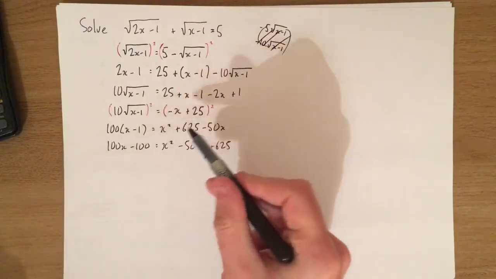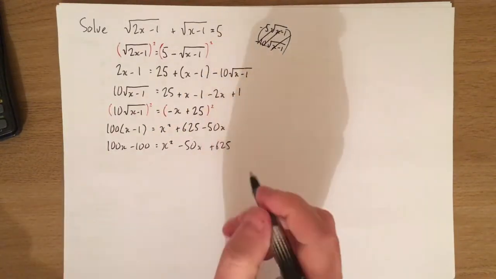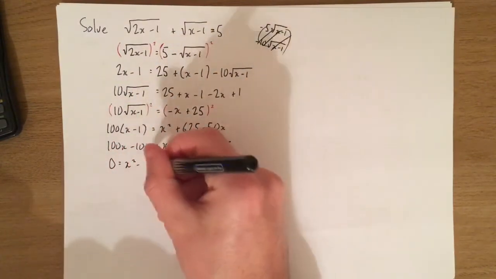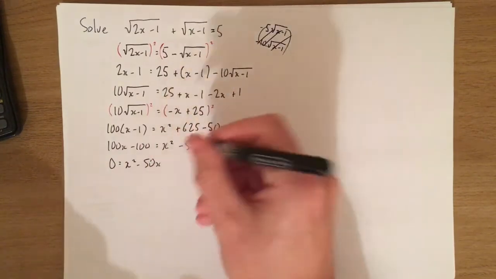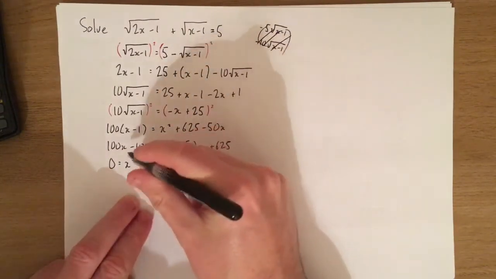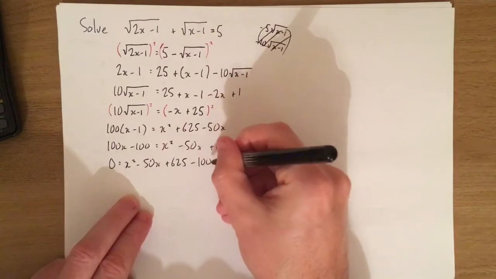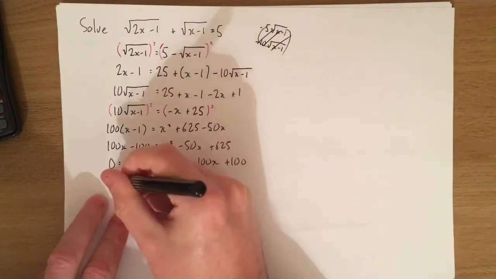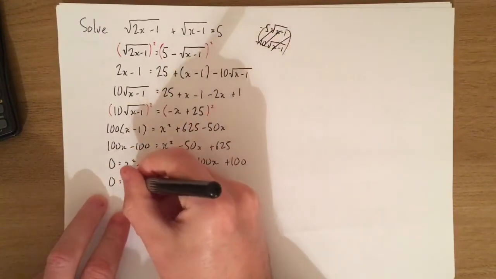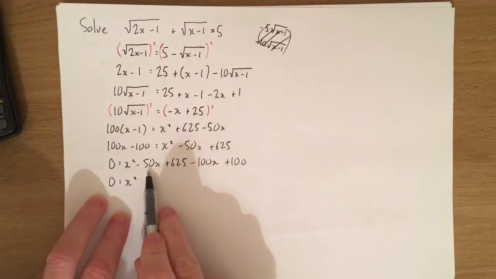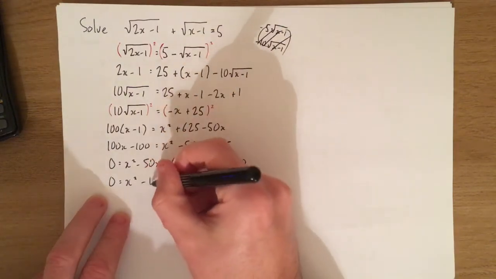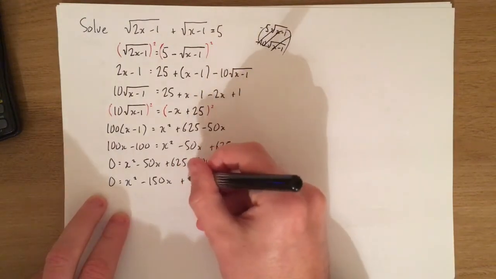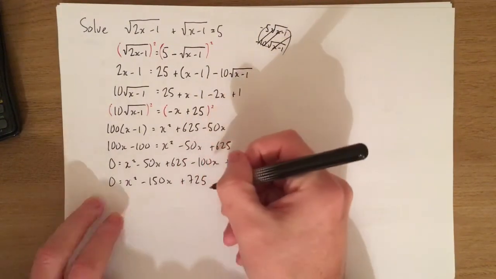So let's get everything over to the right hand side and we'll solve it. So 0 equals x squared minus 50x plus 625. Bring the 100x over, it becomes minus 100x. Bring the minus 100 over, it becomes plus 100. So 0 equals x squared, minus 50x minus 100x is minus 150x, 625 plus 100 is plus 725.